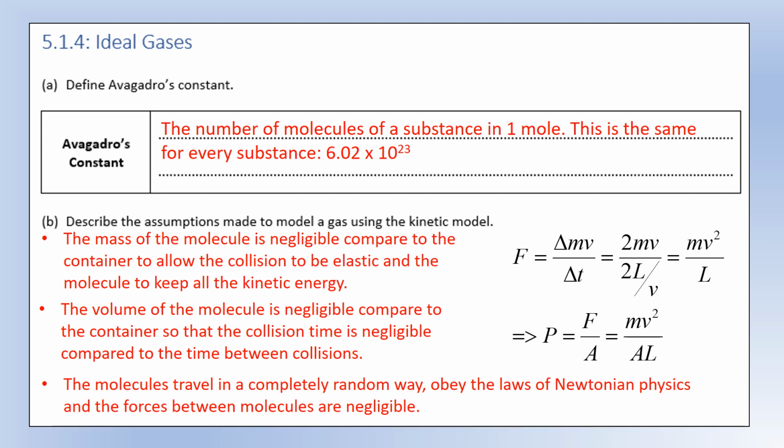So we're going to start off with Newton's second law, force is equal to the rate of change of momentum. Because the collision time is negligible, the time between collisions is the time it takes for a gas particle to go between collisions. So it's going to go the length of the container and then come back, which is why the distance is 2L. And then we just end up with mv squared over the length of the container. Pressure is force over area, so we're just going to divide that by the area over which the force is spread, so the area of the wall. So this gives us a way of figuring out pressure and the factors that affect pressure in a gas.